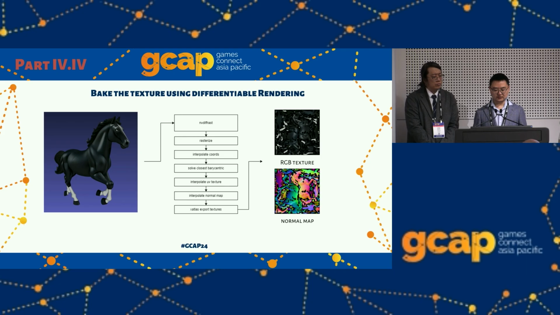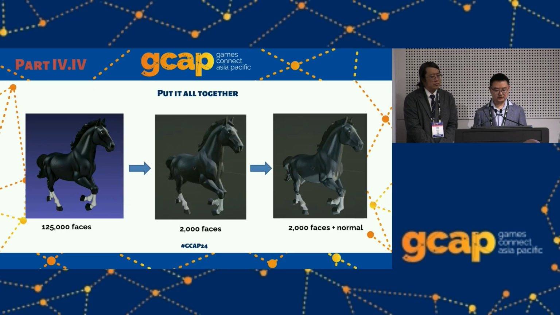Next, for the texture, we use differentiable rendering to rasterize the original mesh. Then we need to solve the closest barycentric coordinates between the simplified mesh and the original mesh. This allows us to create the base color texture and the normal map for the simplified mesh. After that, we can combine the texture and the geometry together.